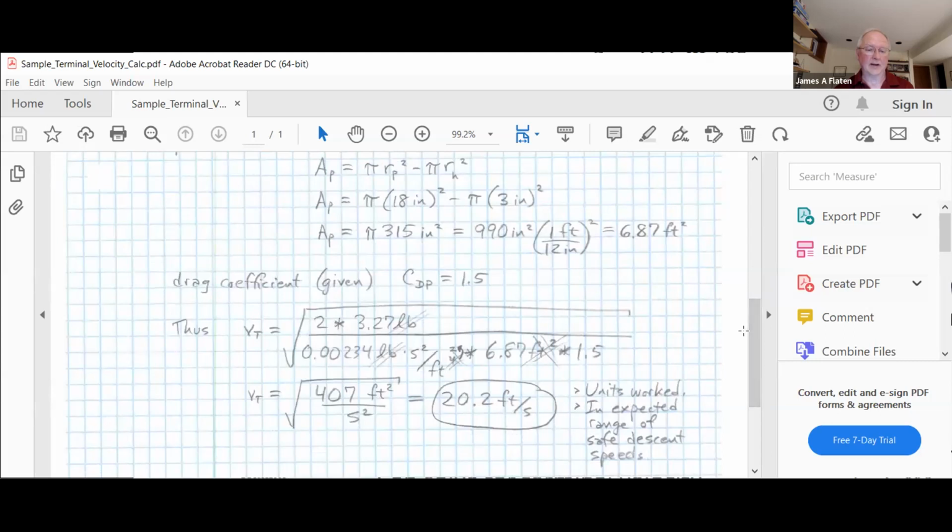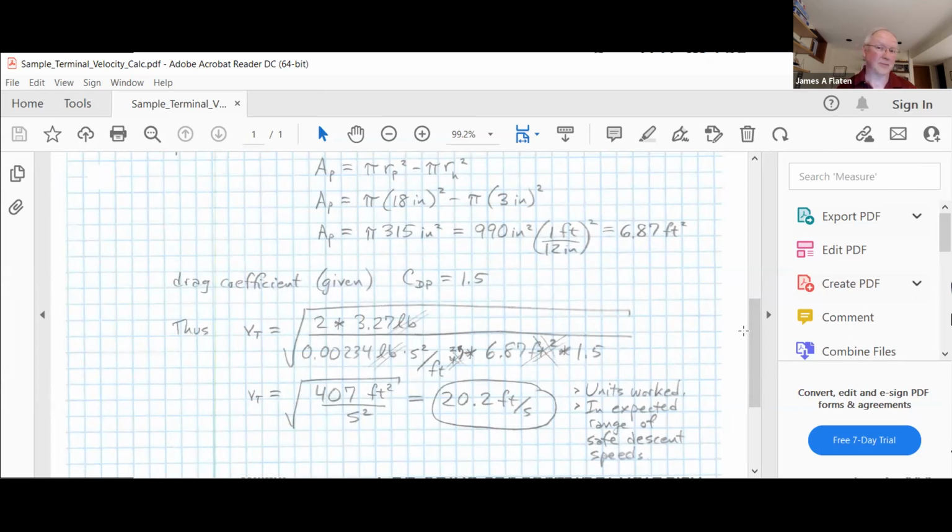Put all this together and I come up with a terminal velocity that would be the square root of 2 times 3.27, that's the weight, divided by the density, and also divided by the area of the parachute and divided by 1.5, the coefficient. Put that all together and I have the square root of 407 feet squared over seconds squared, which is handy because when I take the square root of 407, I get 20.2.